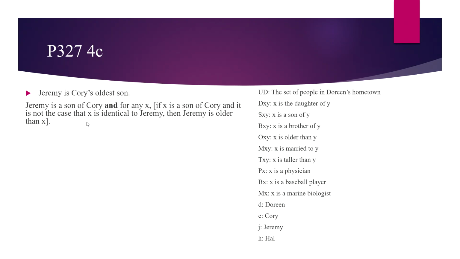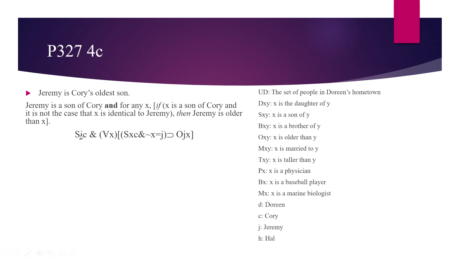So now we're working in some parentheses, right? Our main connective is this, and we need to put everything after the universal quantifier in brackets. And then we have a material conditional, so we put the antecedent there in parentheses because it's a compound sentence, right? It's a conjunction between x is a son of Corey and it's not the case that x is identical to Jeremy. So we get this completed symbolization.